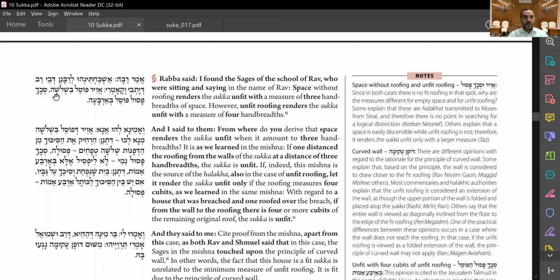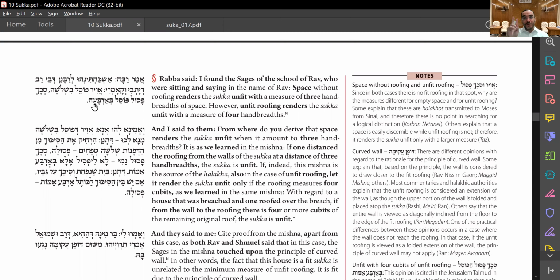Avir posel b'shlosha, sechach pasul posel be'arba'a. So they said exactly what the halacha l'maaseh is, that empty space is posel with 3 tefachim. However, non-kosher roofing is posel with 4 tefachim. Now, 4 tefachim is not mentioned in our Mishnah. Our Mishnah mentions 4 amot.